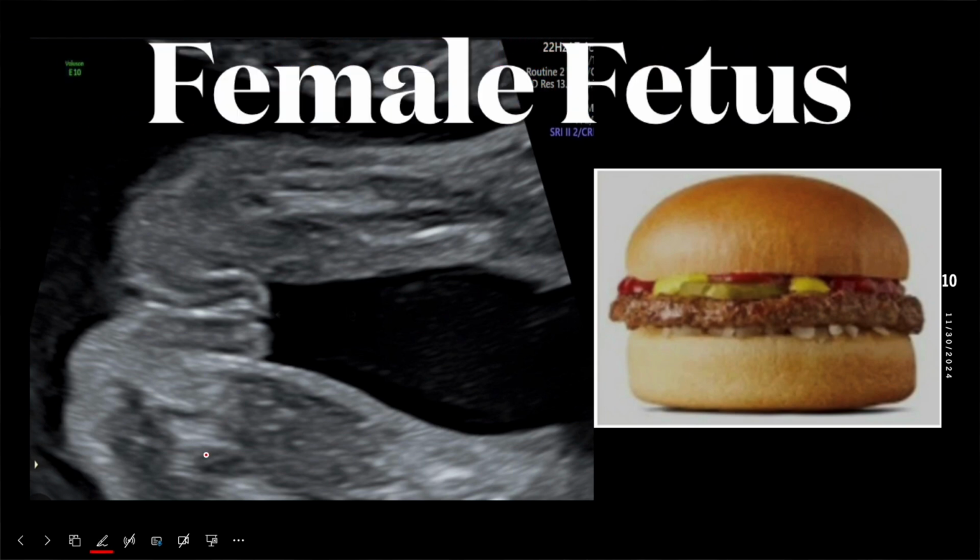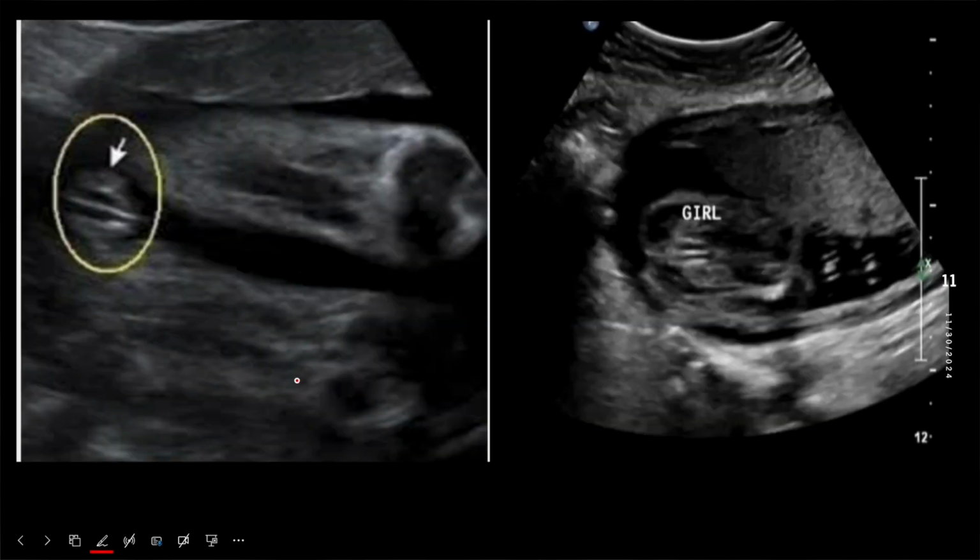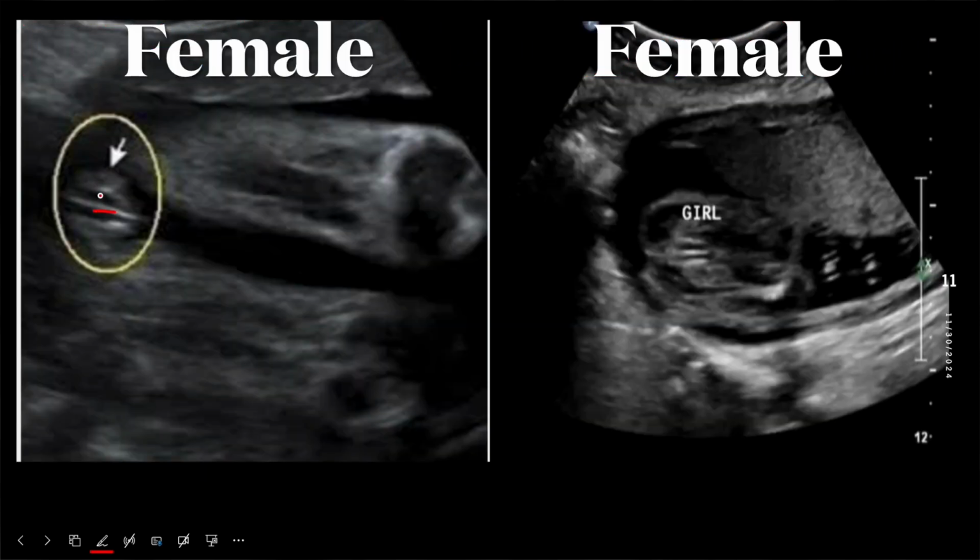Here in this image, you can see three echogenic lines in perineal region of the fetus. This also mimics hamburger, representing labial folds and clitoris. Hence, this represents female fetus. Here are few more images showing central clitoris and peripheral labial folds, indicating female fetus.